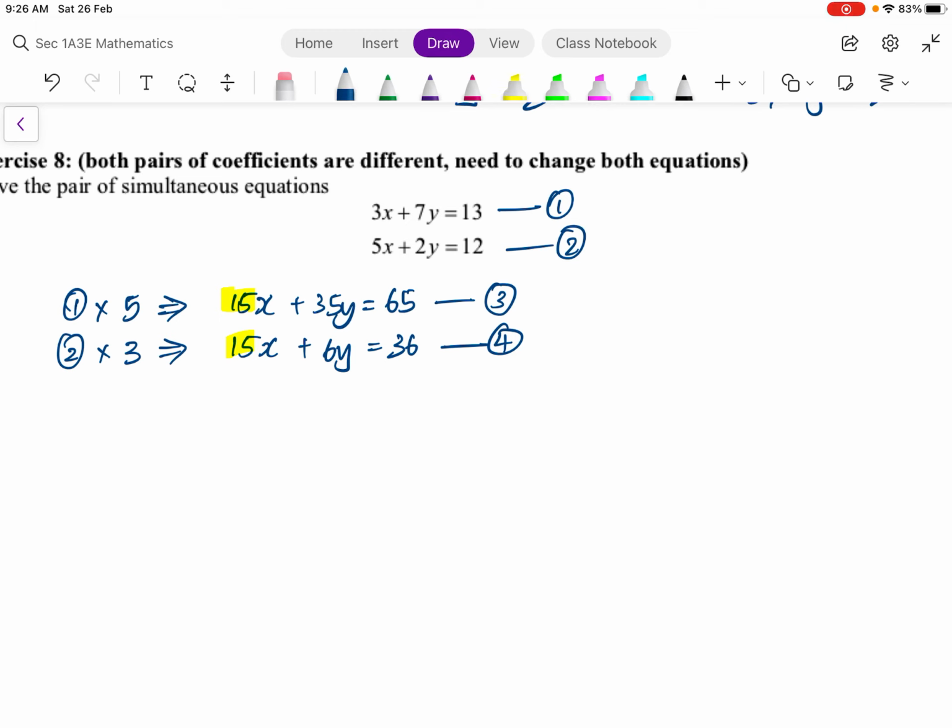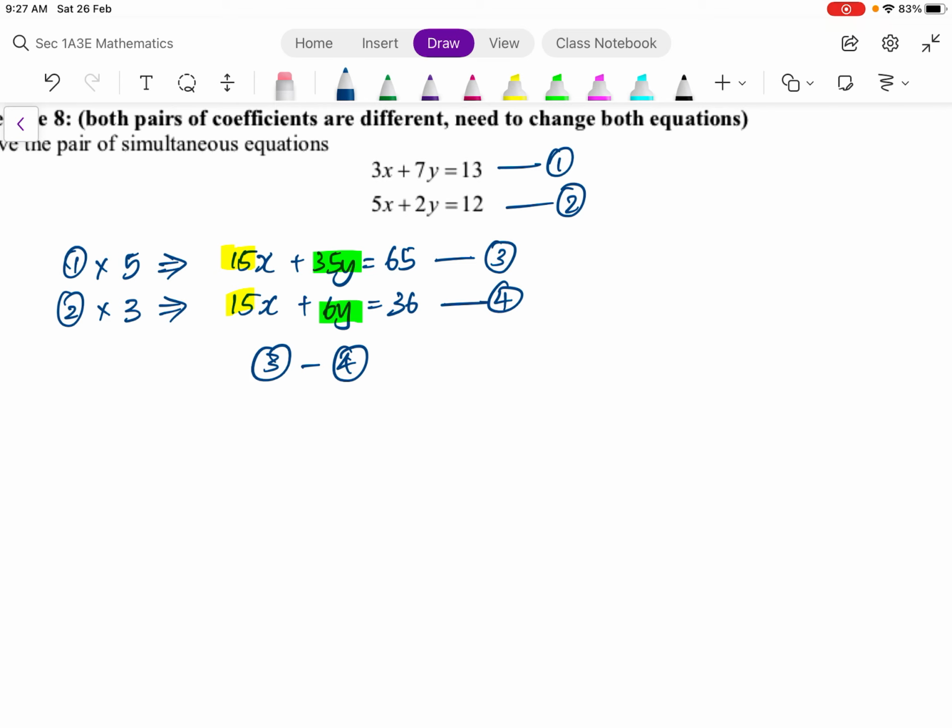So you have option. You can take either equation 3 minus equation 4, or equation 4 minus equation 3. So do a little bit of forward planning. If you were to take equation 3 minus equation 4, you would end up with 35y minus 6y, which is a positive y. If you do it the other way around, you will end up with 6y minus 35y, which is a negative y. Both cases will still work. So do whatever is your preferred choice. So in this case, I'll go with equation number 3 minus equation number 4.